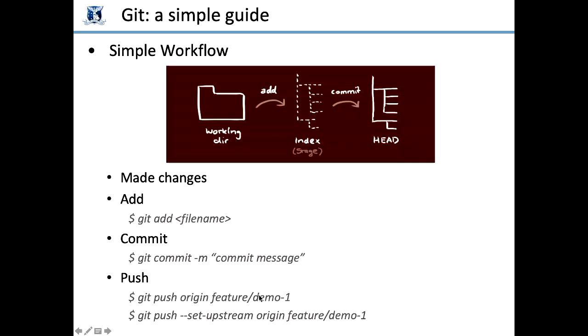Then you can push it to the remote branch. There's two ways to push. One is you always specify where the remote is. The origin is the remote, and feature/demo1, say for example, is the branch on the remote. By default, the first remote will be called origin. The other way is you can set the upstream to this remote branch. The benefit of doing this is next time you just need to say git push. It will go straight to this branch, instead of every time you type the full command here.